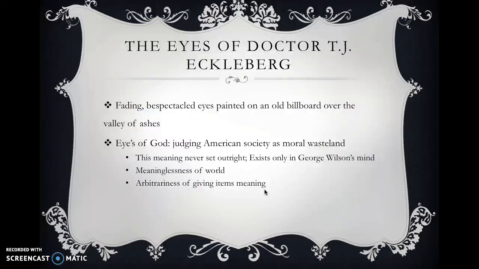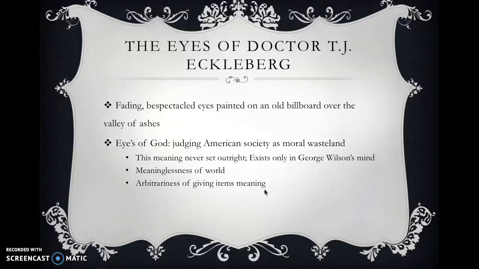Okay, our last image is the eyes of Dr. T.J. Eckleburg. This is an old billboard that hangs over the Valley of Ashes, close to George Wilson's shop. It is a billboard of fading, bespectacled eyes advertising for Dr. T.J. Eckleburg. The eyes are said to represent the eyes of God. So the eyes of God are judging American society as a moral wasteland drifting away from the American dream.